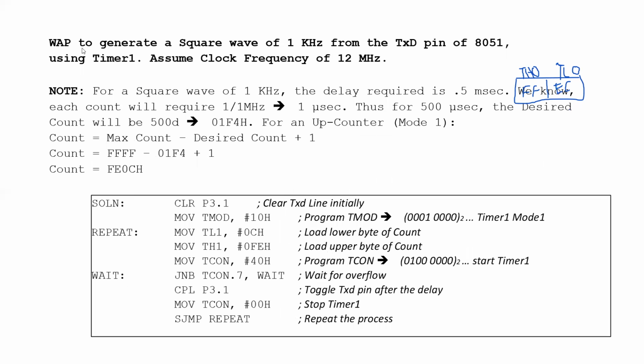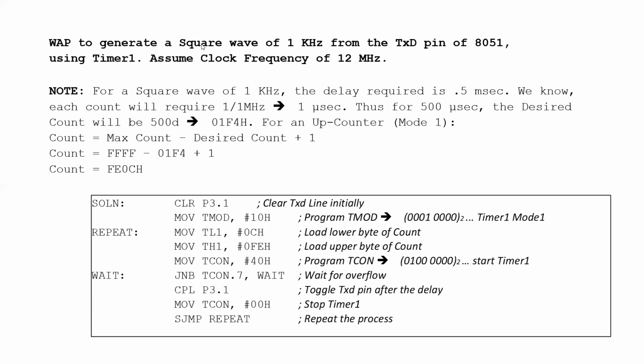So the next program is to generate a square wave of 1 kilohertz from the transmit pin of 8051 using timer 1. The transmit pin is P3.1. And here it is said to assume the clock frequency is 12 megahertz. And this is the most important question. Usually in timer topics, they will ask to generate a square wave or a rectangular wave, etc.